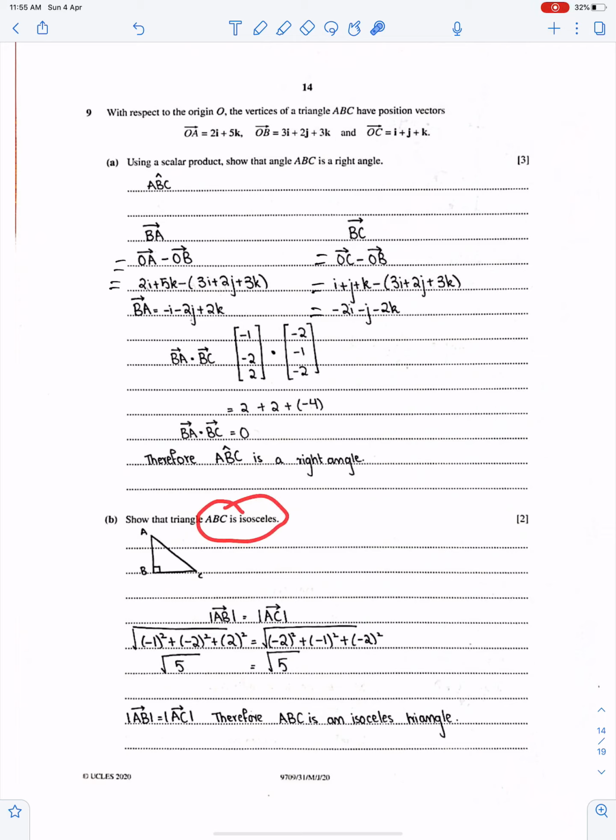Show that ABC is isosceles. Very simple. Get the lengths of AB and AC. First, you have vector AB and you need to work out AC. First, find vector AC and check their lengths. The length of AB is under root 5 and the length of BC is under root 5. Same, therefore ABC is an isosceles triangle.